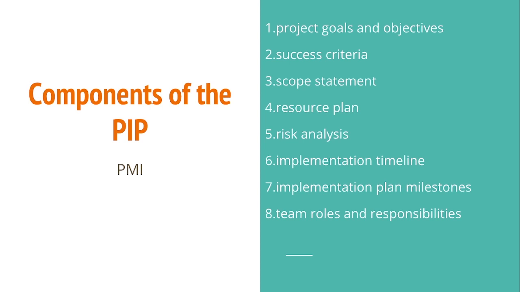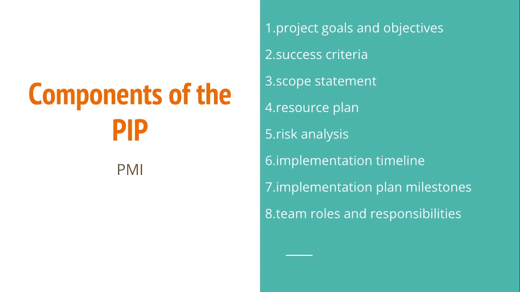Component number 3 is the scope statement. This briefly describes your project scope, which in simple terms can be defined as the work to be performed. So your project scope can include where the location of your project is, what the target market or beneficiaries are, and what the time frame for this project is. All those you have to include in your project scope statement.